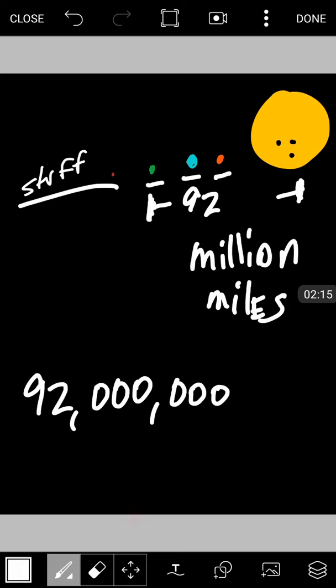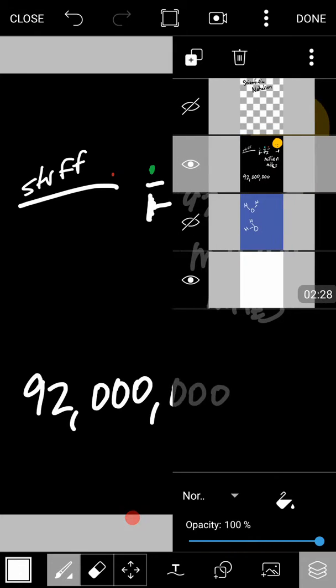All right, so scientific notation helps us write these very large numbers in a very easy and convenient way without having to write out all of the zeros. So let's look at how to write a number in scientific notation.